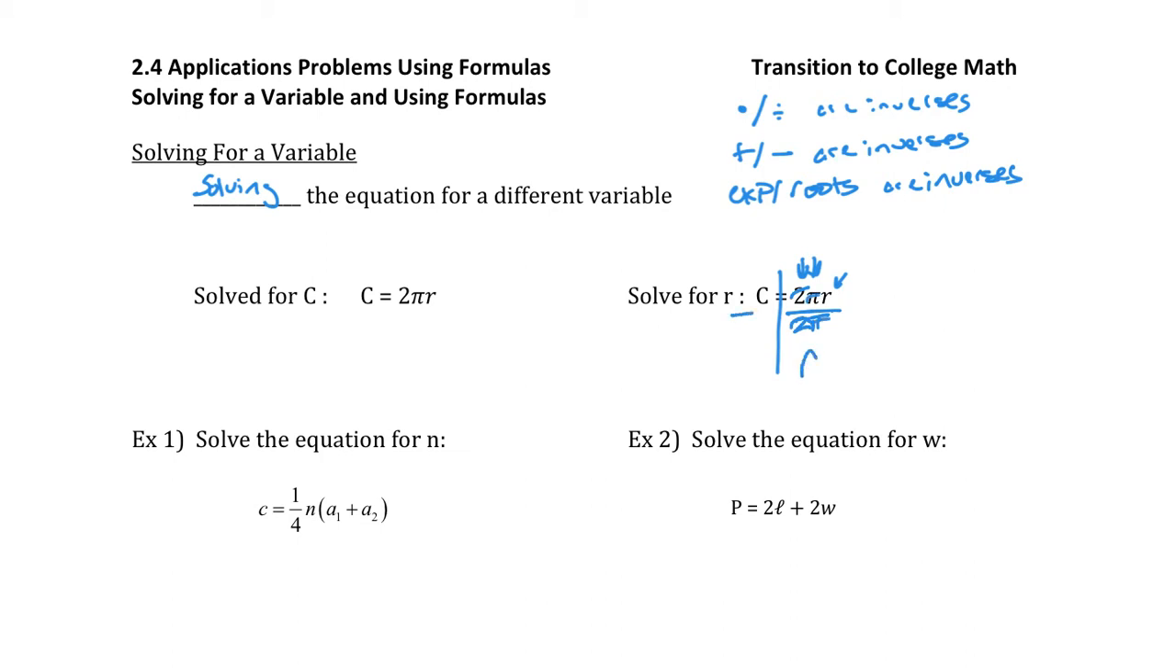But whatever you do to one side, you have to do to the other side. Now over on this side here, there is nothing that will cancel out. 2 won't cancel with the c, pi won't cancel with the c, so I'm left with the final answer of r is equal to c over 2 pi. And that's all we can do. We know that we are finished because the variable that they wanted us to solve for, r, is all by itself. That's how we know we're done.